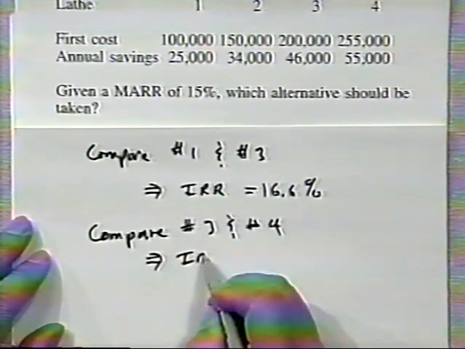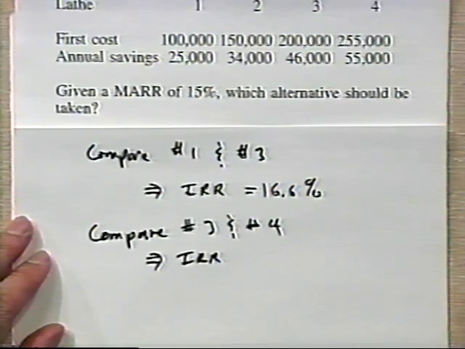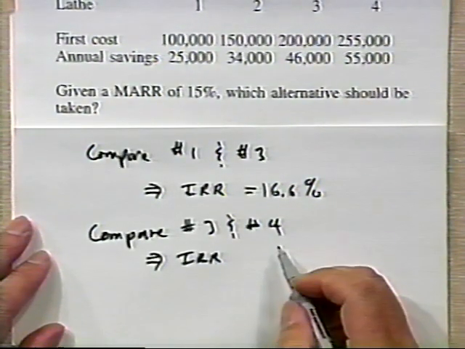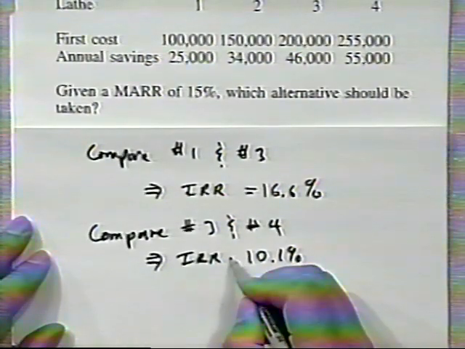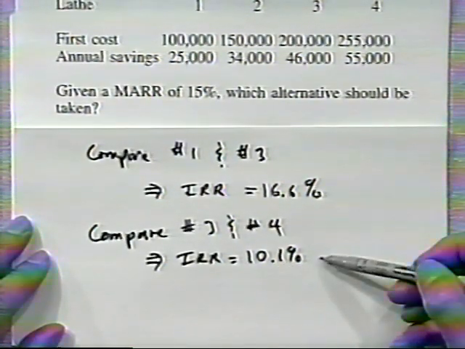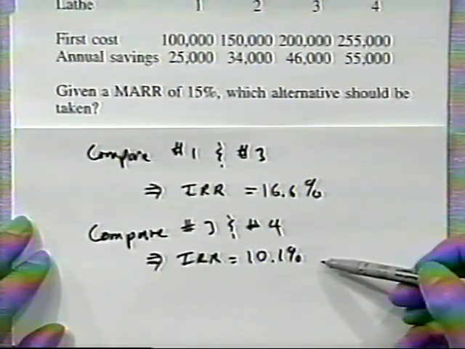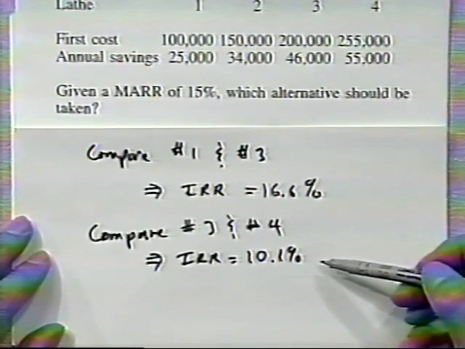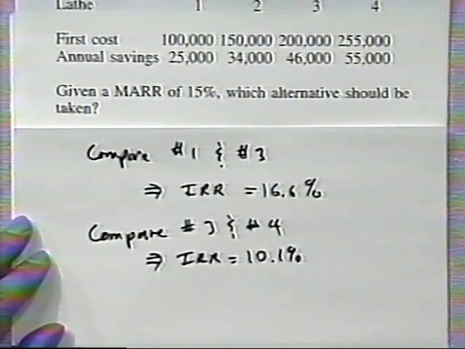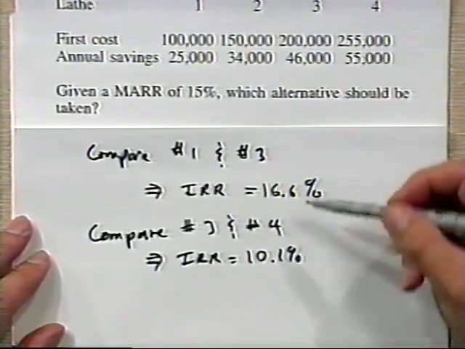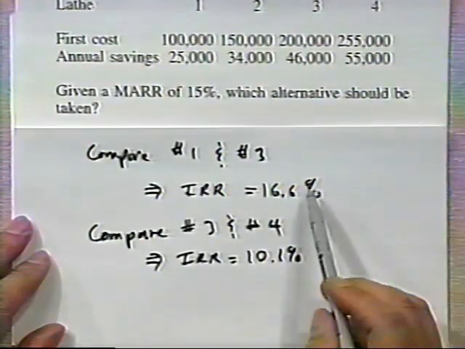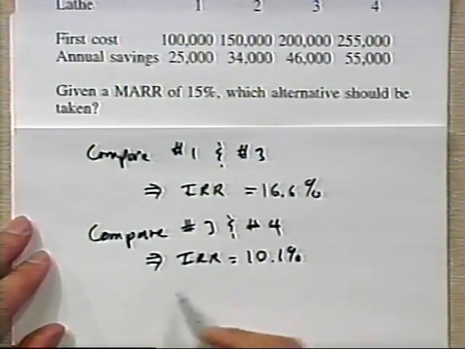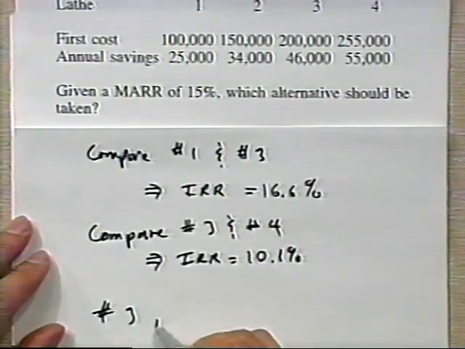That gives us an internal rate of return, for that particular calculation, for that increment of 10.1%, which does not exceed our minimum acceptable rate of return. So that gets us through that flow chart. Once we've examined all of the alternatives, the best one that's left turns out to be number 3. So number 3 is best.